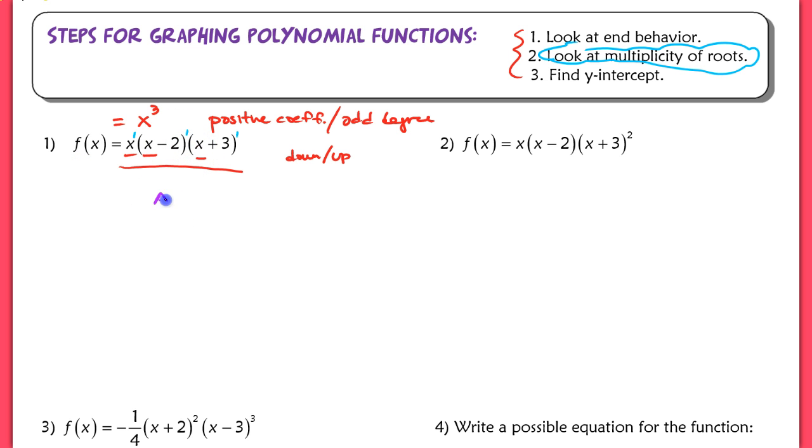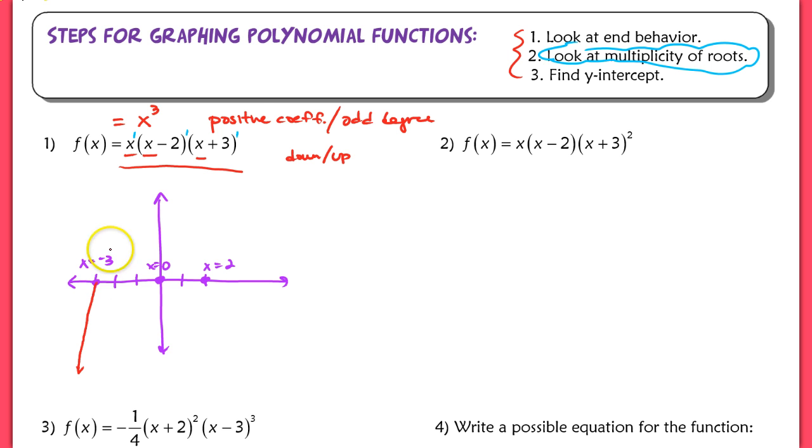So when I go to sketch this, I'm just going to draw my graph in like this, and I'm going to sketch a 0 at x equals 0, at x equals 2, and at x equals negative 3. So these are my 3 zeros: negative 3, 0, and 2. Now, because I know that it's going down up, because the degree is odd and the coefficient is positive, that means when I graph this, it's going to have to open from downward coming up, so it's going to go through x equals negative 3.